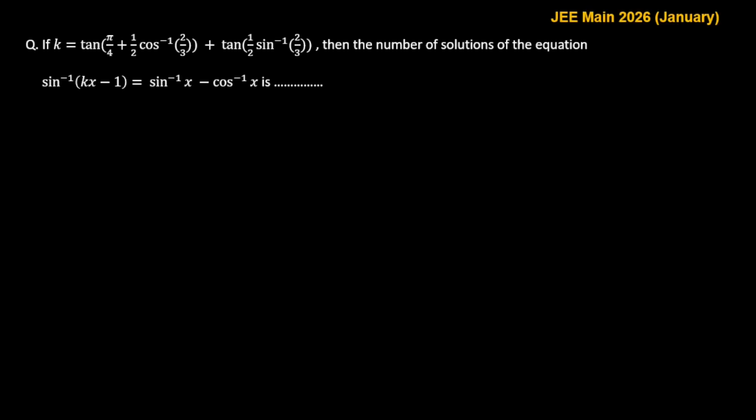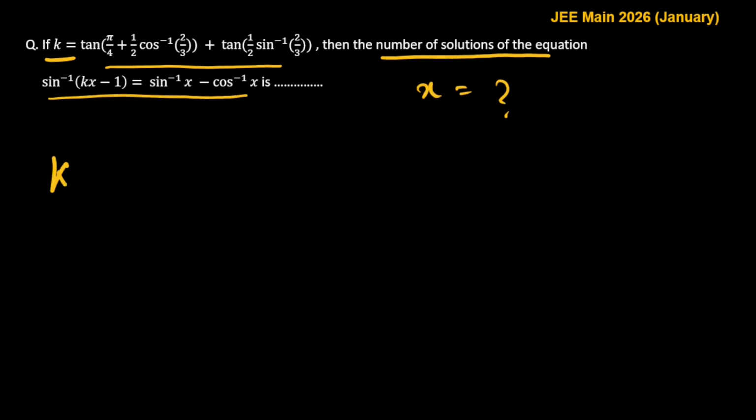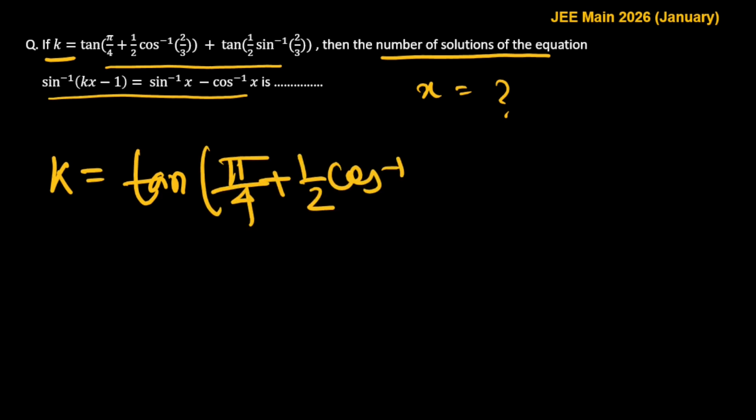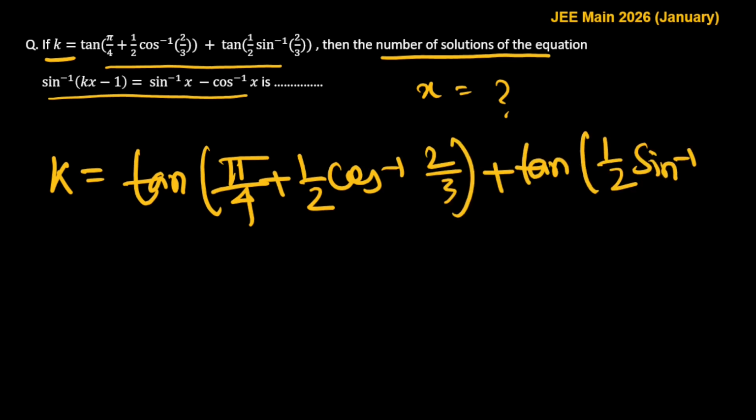Let us first carefully observe the problem. In the question, it is given that k is equal to this expression, and it asks for the number of solutions of this equation. Actually it asks what the value is. So first write k is equal to tan of pi by 4 plus half cos inverse 2 by 3 plus tan of sine inverse 2 by 3.